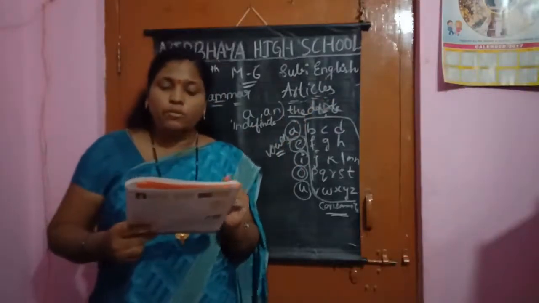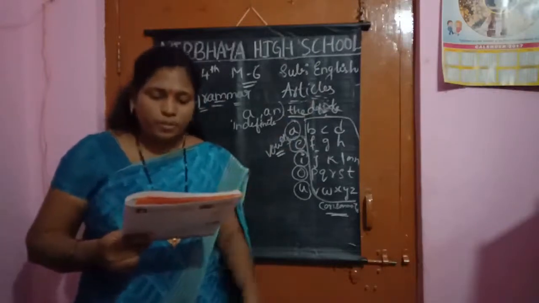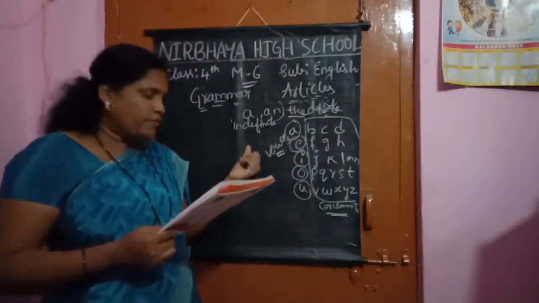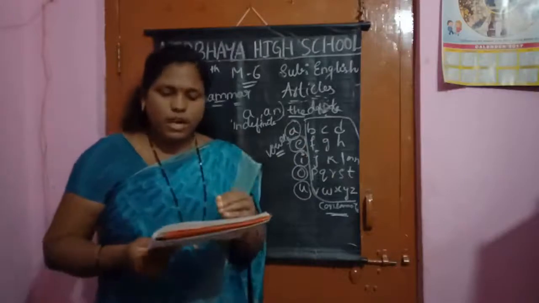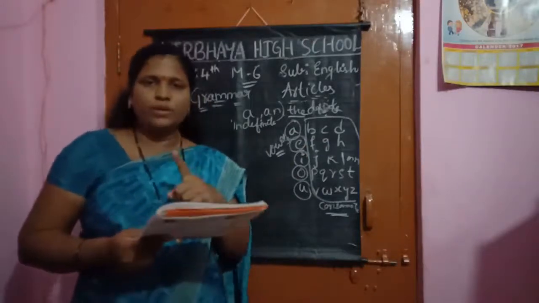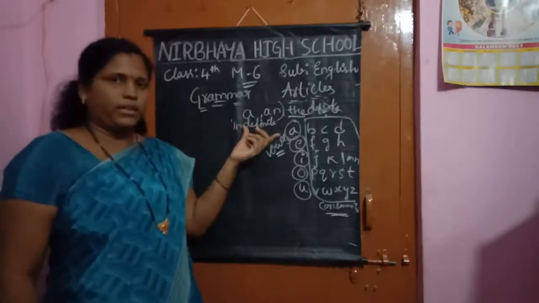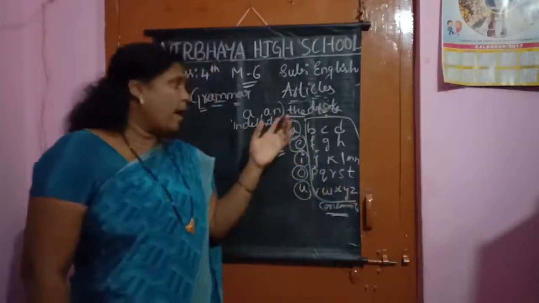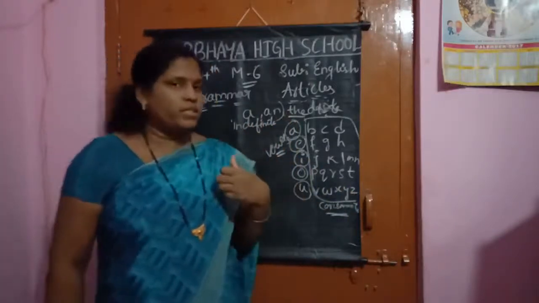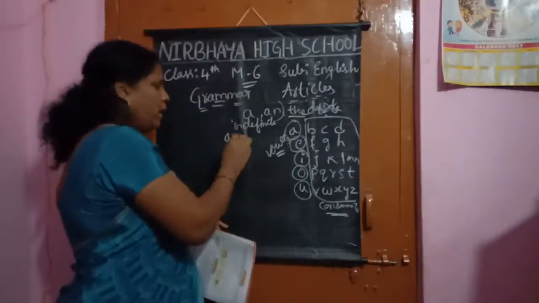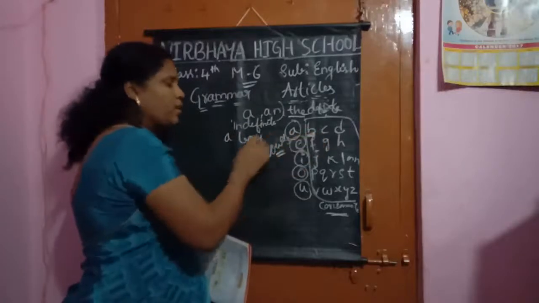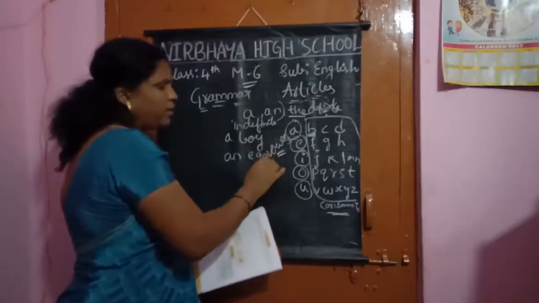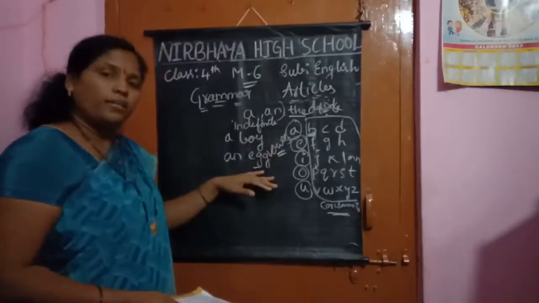These are used depending on the first sound of a word. If the first letter of a word makes a consonant sound, the article a is used before the word. If the first letter of a word makes a vowel sound, the article an is used before it. These two are indefinite articles. A is used before a word which has a consonant sound. An is used before a word which has a vowel sound. Here, a boy: b sounds as a consonant. And an egg. Understand, children? This is a vowel sound word.